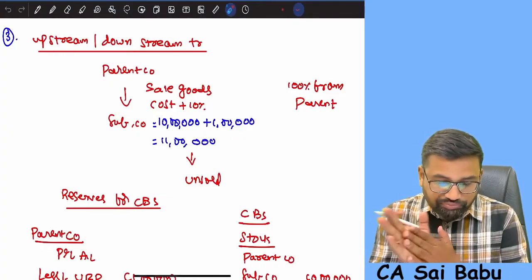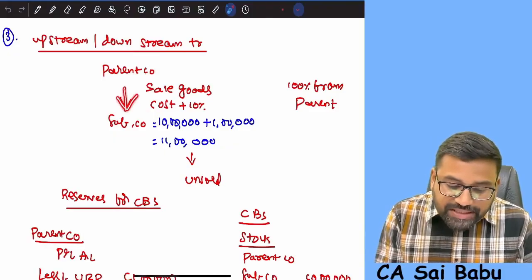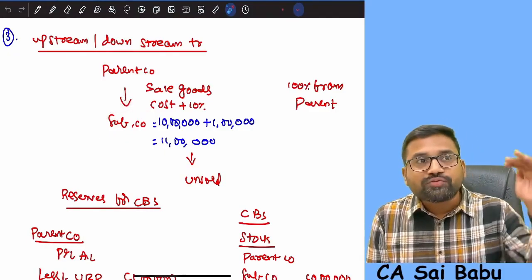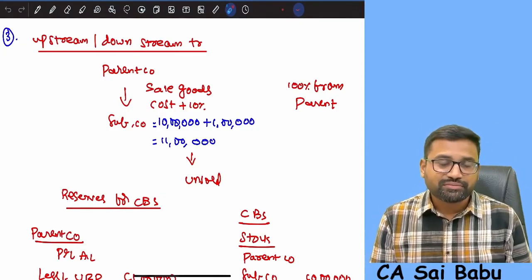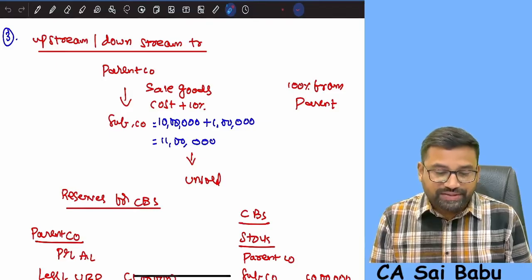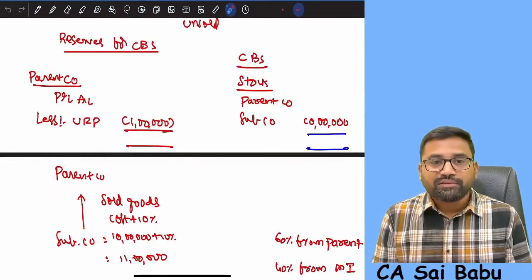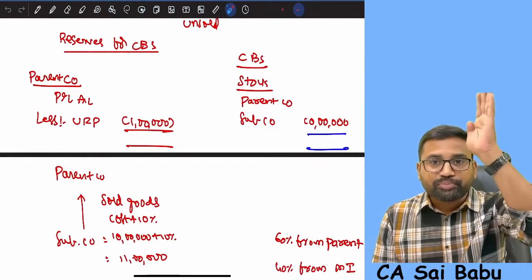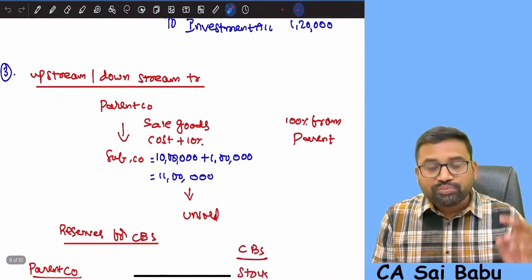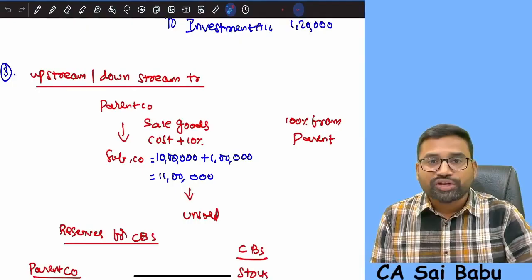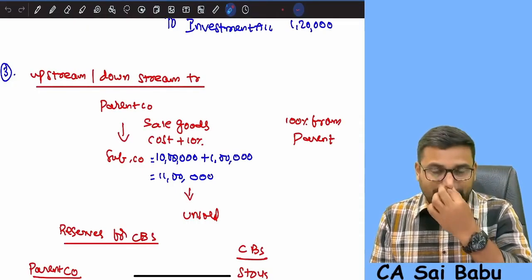Listen to me carefully. There is a parent company, there is a subsidiary company. The parent company sells goods to the subsidiary. That means goods are flowing from parent to subsidiary. So this is called what? Downstream transaction. Suppose the subsidiary sold goods to the parent company. That means goods are flowing from subsidiary to parent. So this is called an upward transaction. So when goods flow from parent to subsidiary, it's a downstream transaction. When goods move from subsidiary to parent, it's an upstream transaction.